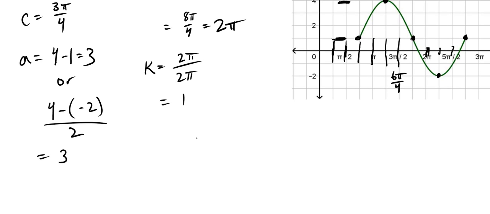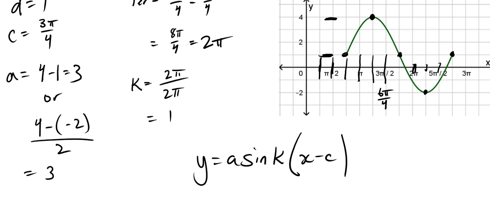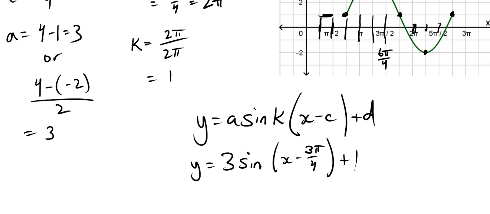So now we're going to write it. There's no reflection. So it's y equals a sine k x minus c plus d, which in this case works out to y equals 3 sine of x minus 3 pi over 4 plus 1.